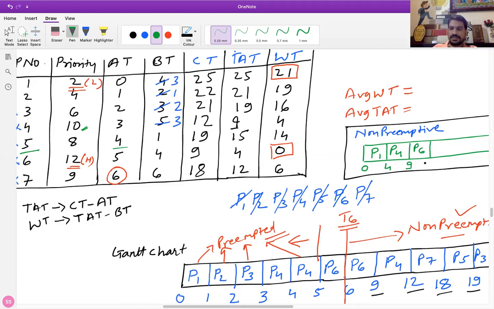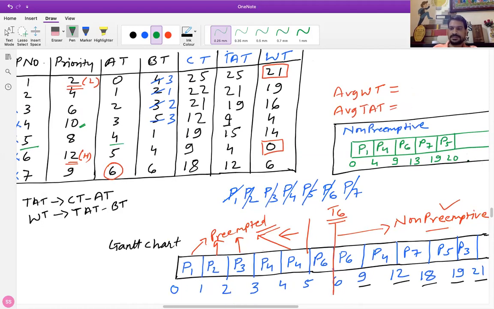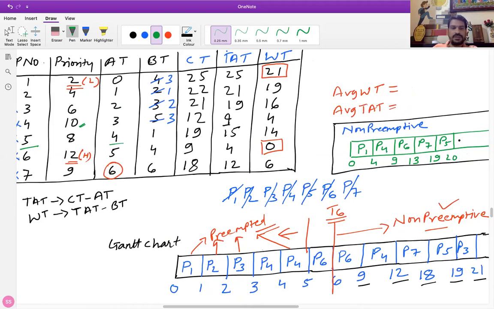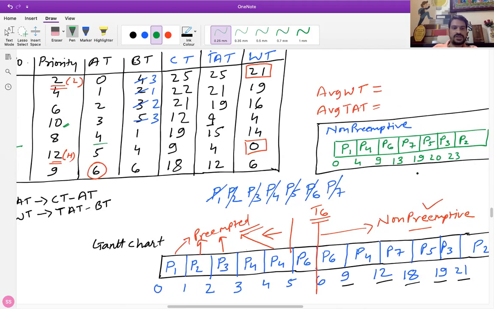execute all its burst time, and done. After that, we'll consider P2, P3, P5, and P7. Among those, P7 has the highest priority, so P7 will come and execute all its burst time, right? After that, which ones are left? 2, 3, and 5 are left. Among them, 5 has the highest priority, so 5 will execute its burst time of 1, up to 20. After that, among P2 and P3, P3 has the higher priority. It will execute its burst time up to 23, and then P2 will come and execute its burst time, which is 2.